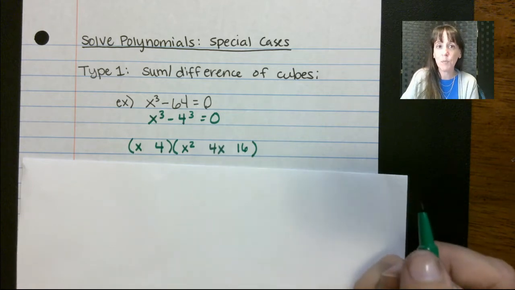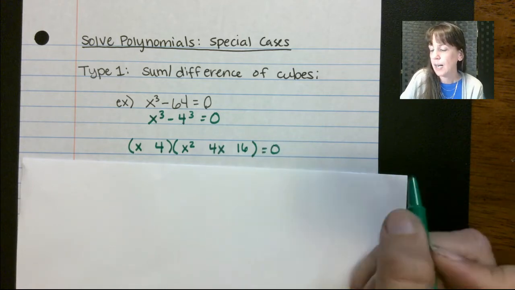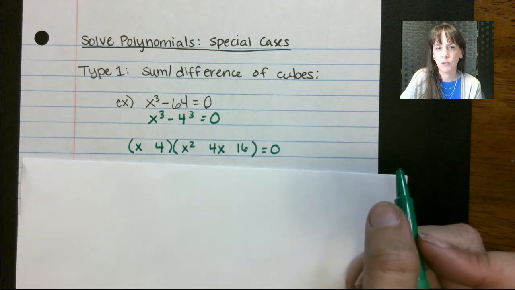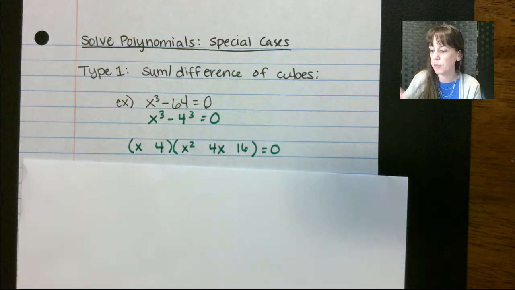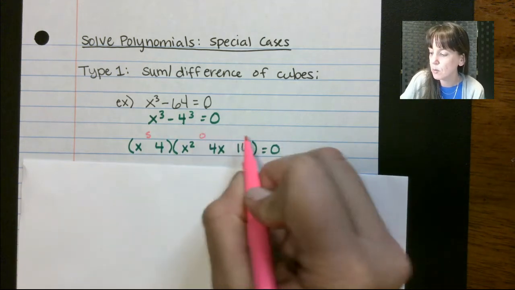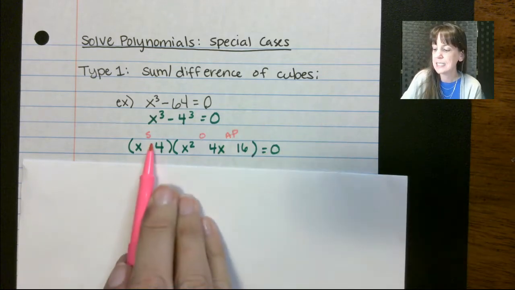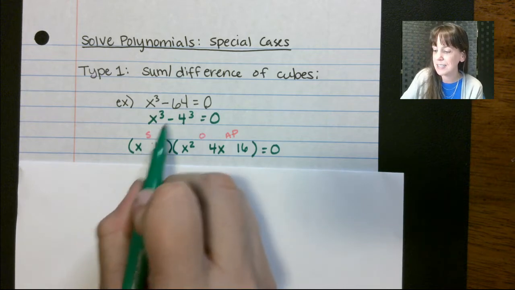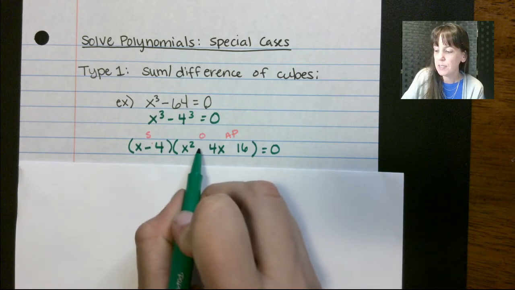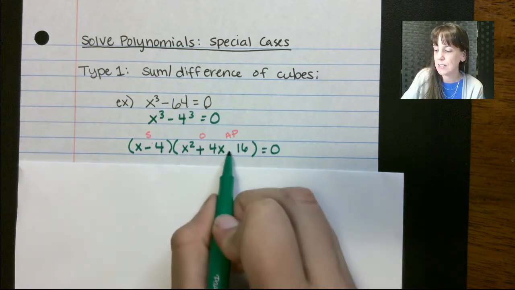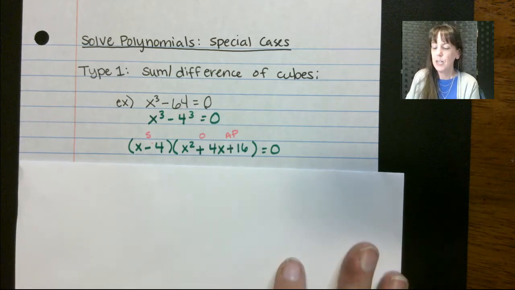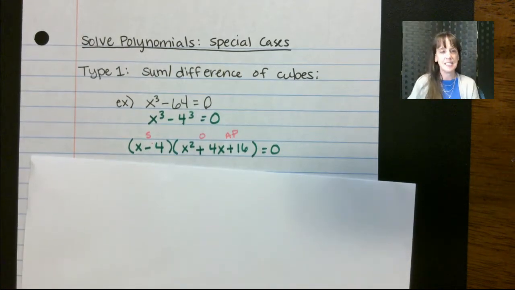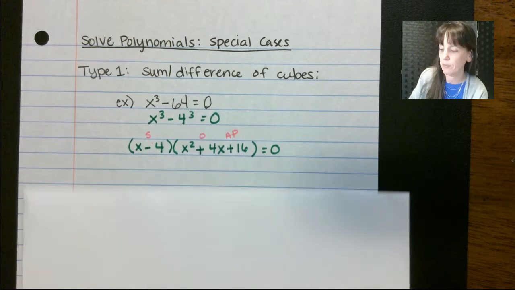Now, I can never remember my signs for sum and difference of cubes. Here's all you have to remember: SOAP. That means same sign, opposite sign, always positive. So the same sign as this one, minus, opposite is addition, and then this last one is always positive. Okay, so now that we've broken this down, we can solve it further.